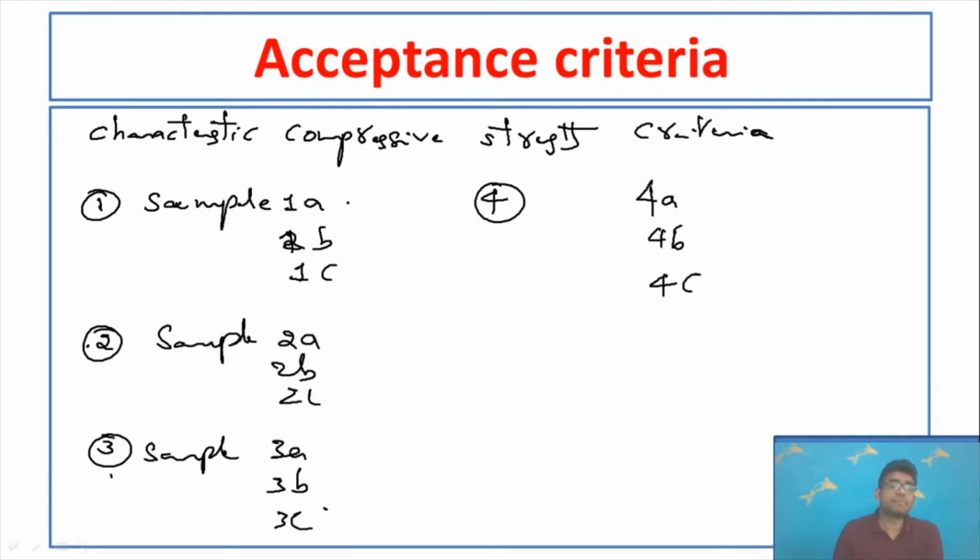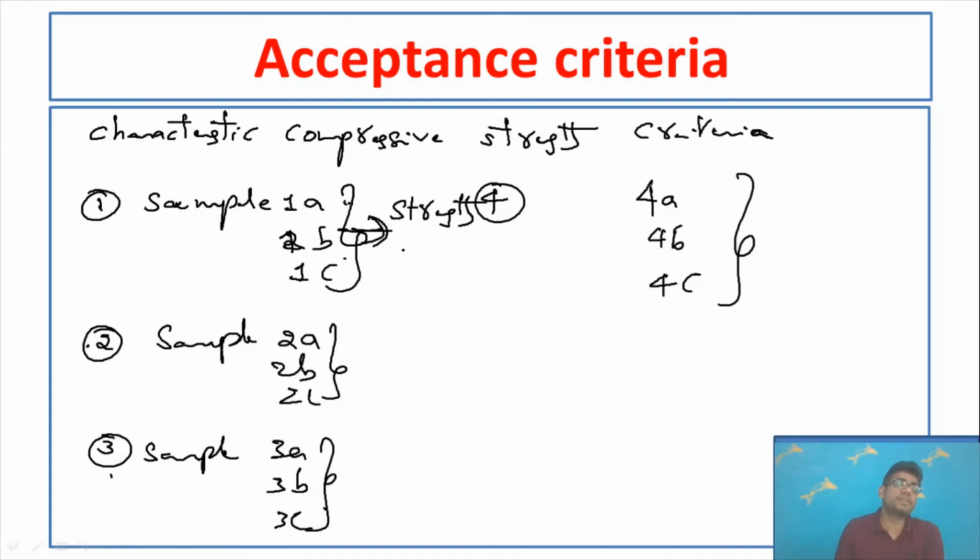After taking the samples, for each sample you have to determine the compressive strength. That means if you have 3 cubes, you have to determine the average strength of the 3 cubes. So that will be the strength of the sample. Strength of the sample means the average strength of 3 cubes. After determining that, whatever these 4 sample results are, they must be non-overlapping. That means if you take any 2 sample results, they should not be the same.